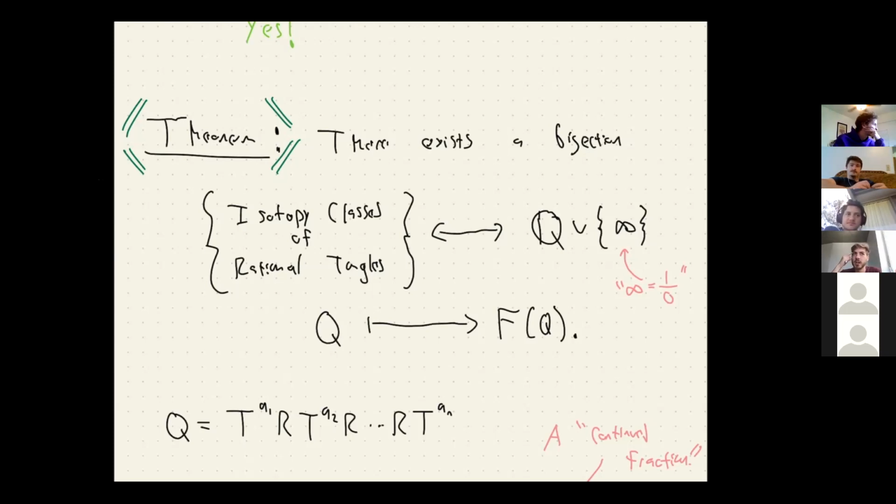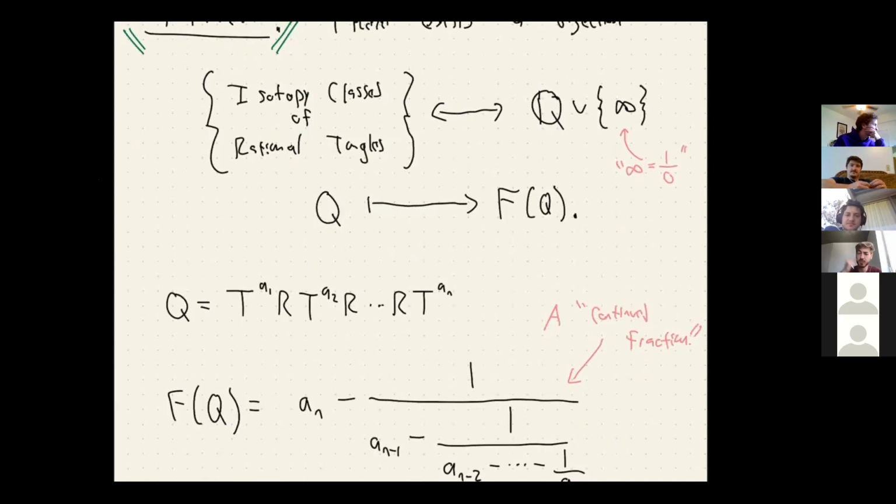So what I want to try and do is give you some sense of why rational tangles might be related to continued fractions, and why you'd think to even assign this numerical invariant to a tangle anyway.